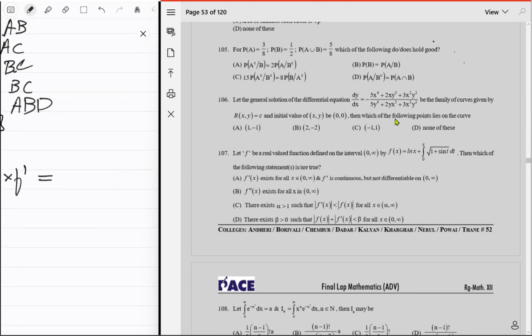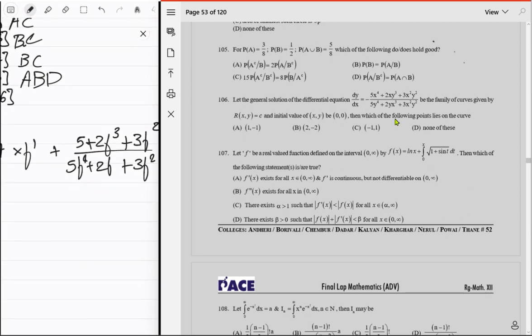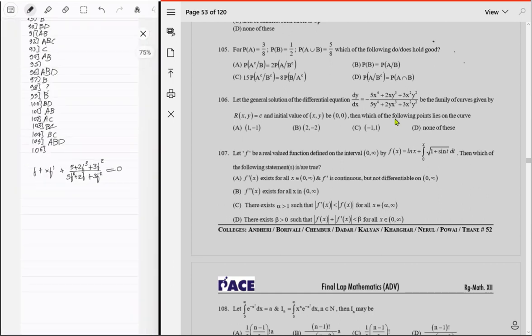This is equal to what? Which is negative, or I should just say plus 5 plus 2f to the power... like 3 plus 3f squared, which gives 2f plus 3f squared, and then that's just 5f to the power 4. It's equal to 0. I don't know. So how do we do this? Family of curves with this expression.